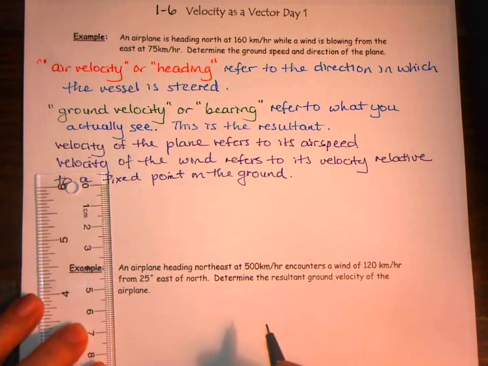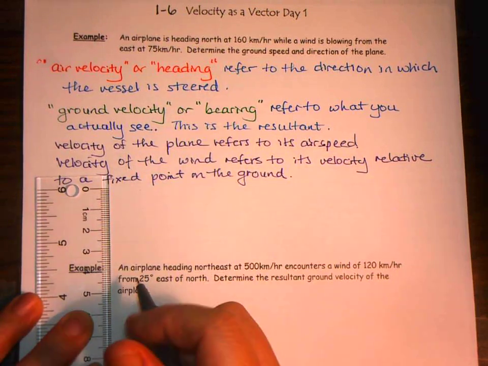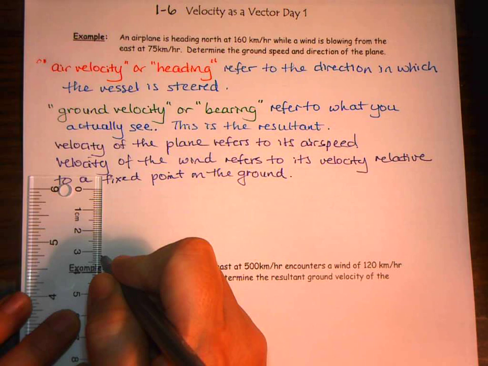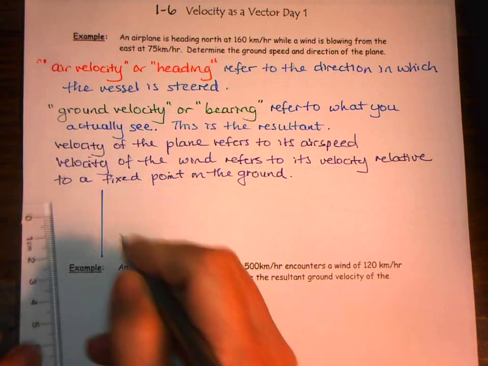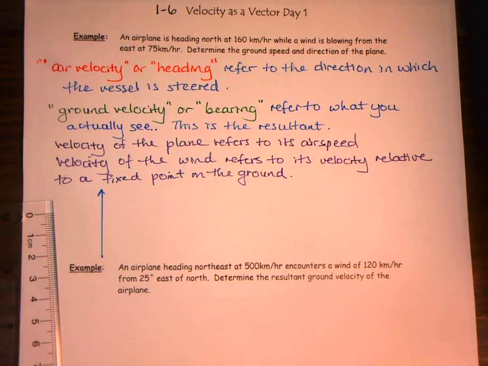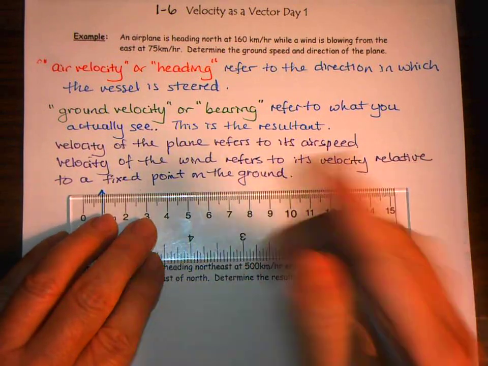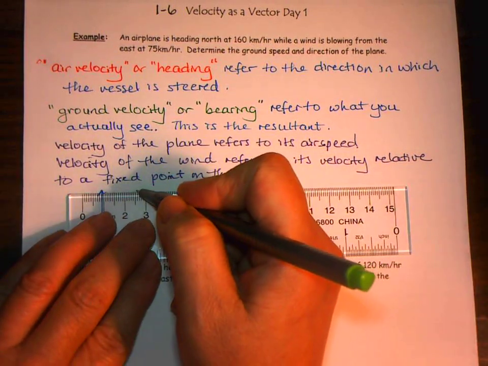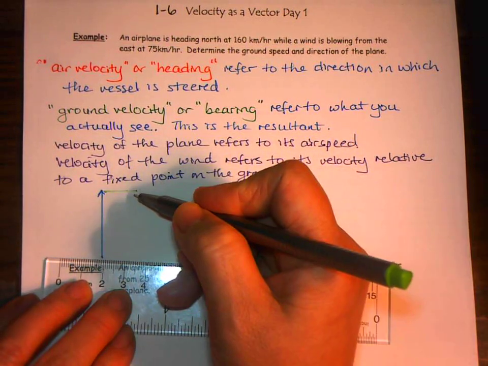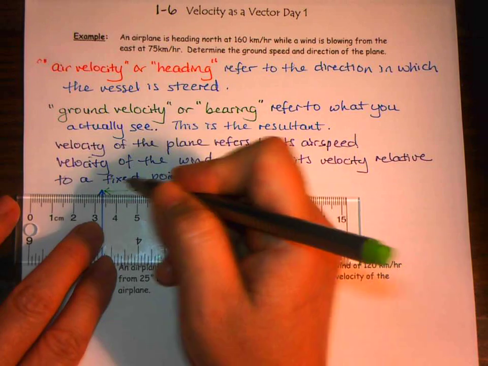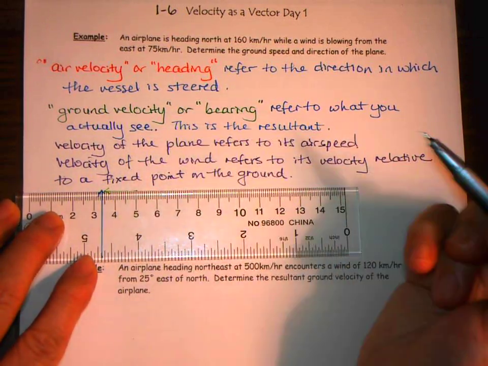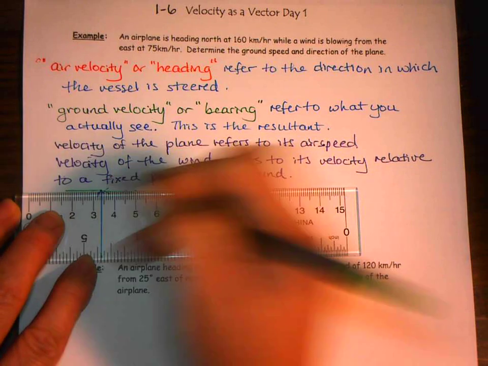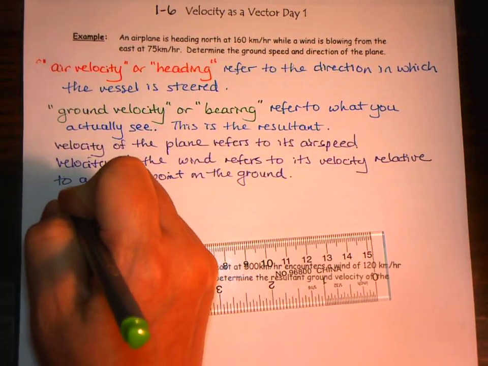So the first vector is the plane, which is 160 kilometers per hour, and that's going northward. So here it is. And you have the wind that is blowing from the east, 75, so about half the magnitude, and it's coming this way, right? It's coming this way. So because it's coming this way, we are going to take this vector and move it over here, and that way we could see the influence of that wind, and we get a head to tail situation.